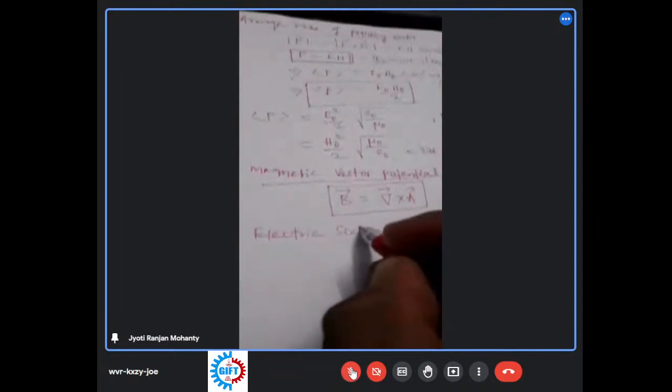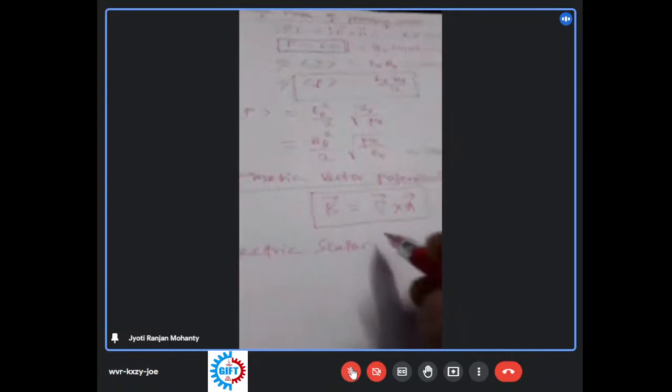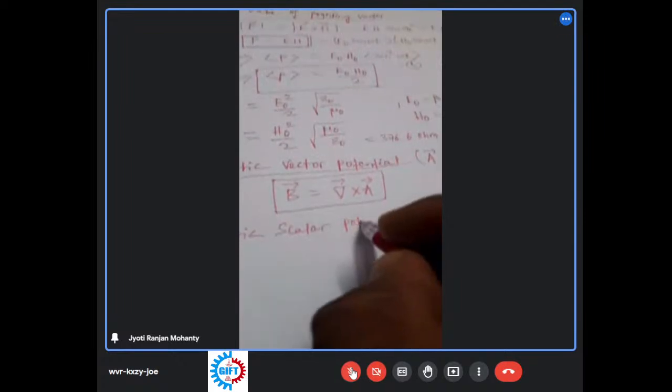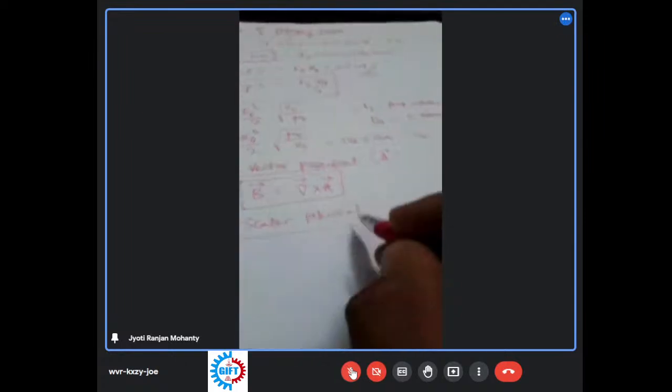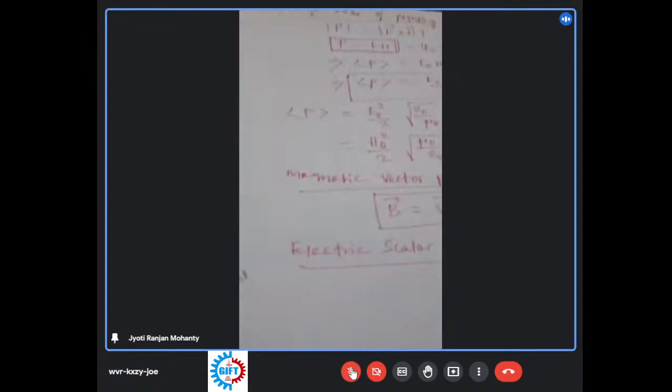Next, electric scalar potential. This is magnetic vector potential. This is electric scalar potential. Electric scalar potential means we can take the symbol as phi.